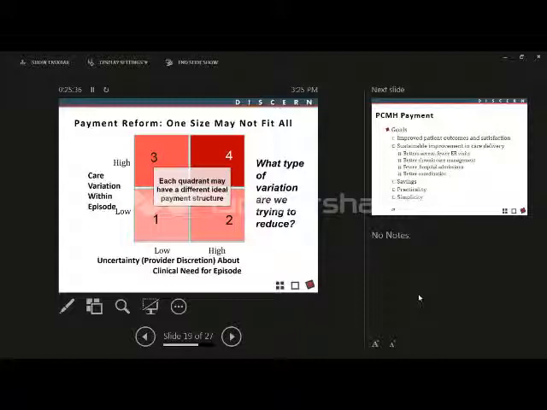So where there's a lot of provider discretion about the clinical need for the episode, you would adopt a different kind of payment model that would focus on the overall utilization decision, as opposed to where you have care variation within the episode. And so for different types of care and different kinds of variation, you can design payment models that address that specific need.